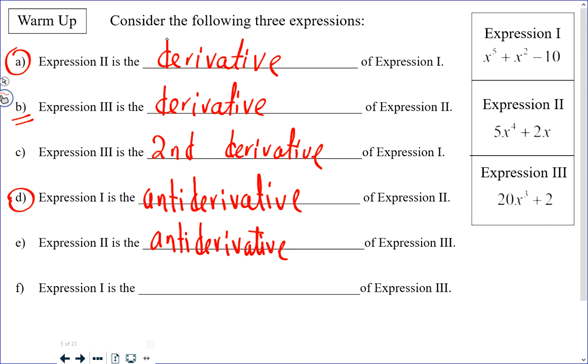And lastly, since expression 3 was the second derivative of expression 1, expression 1 must be the second antiderivative of expression 3. This is tricky. Expression 1 is the second antiderivative of expression 3 because if you differentiate expression 1 twice, you get expression 3.